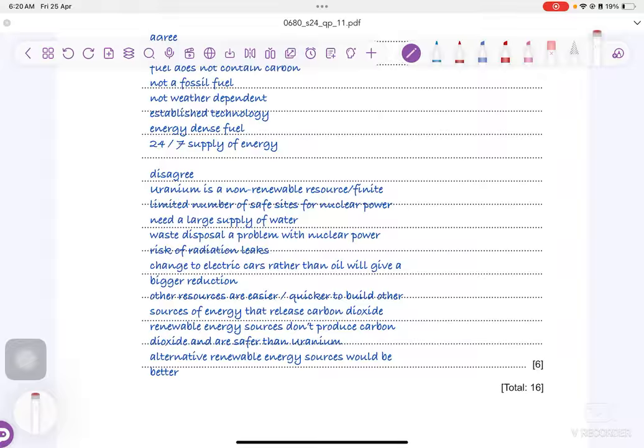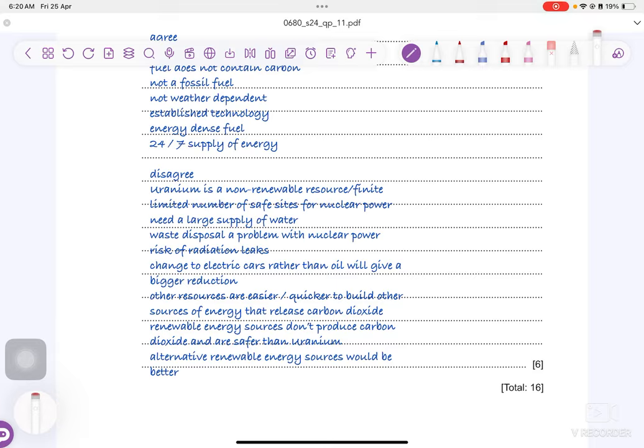You're going to talk about health issues. What do you mean health issues? Because of radiation leaks, okay, and that can cause cancer. They need a large supply of water. We spoke about it in the previous question. Waste disposal is a problem. They have a long half-life, okay?